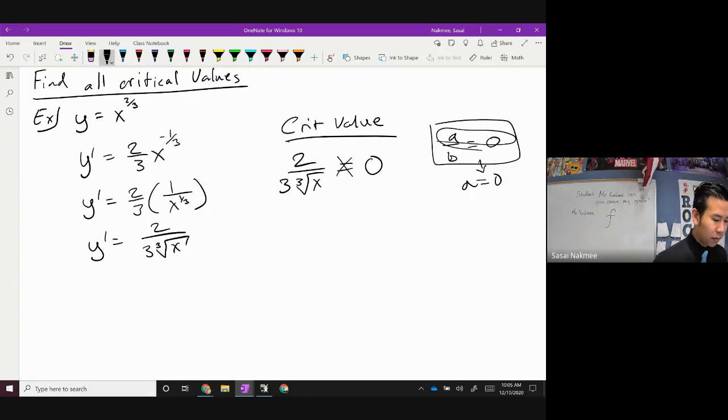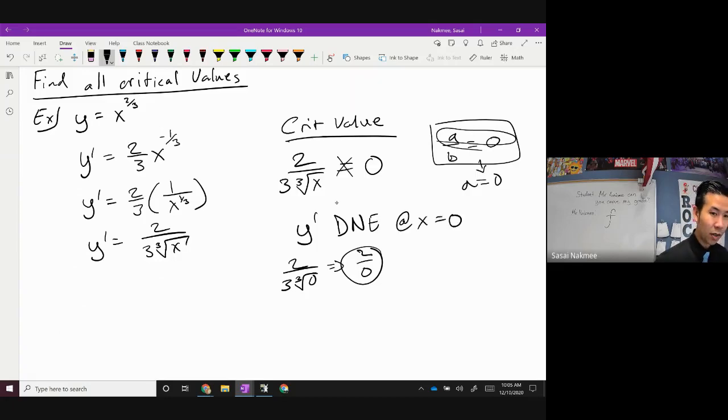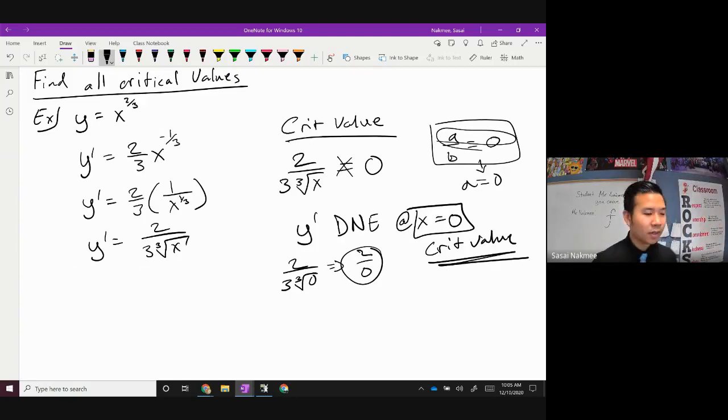So the derivative for this one does not exist. I hope you can see it. y prime does not exist if you were to plug in 0 for x. Why is that the case? What happens when you plug in 0 for x? You'll get 2/3 times the cube root of 0, which is just going to be the same thing as 2/0, which is undefined. This is undefined, meaning the derivative is undefined. I'm sorry, it's not undefined. The derivative does not exist at x equals 0. And that right there is considered a critical value. Does that make sense? It's considered a critical value.